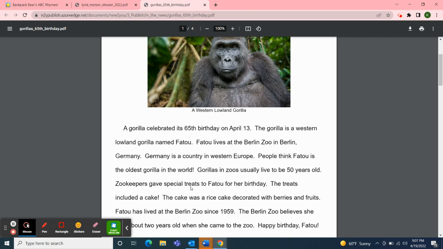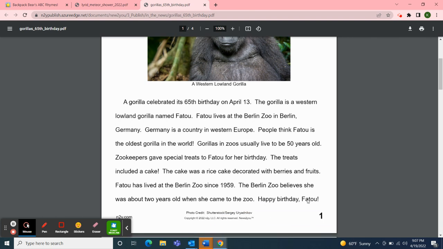Zookeepers gave special treats to Fatu for her birthday. The treats included a cake. The cake was a rice cake decorated with berries and fruit. Fatu has lived at the Berlin Zoo since 1959. The Berlin Zoo believes she was about 2 years old when she came to the zoo. Happy birthday, Fatu!